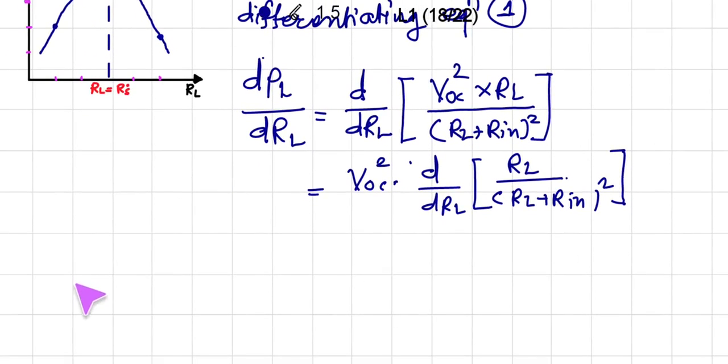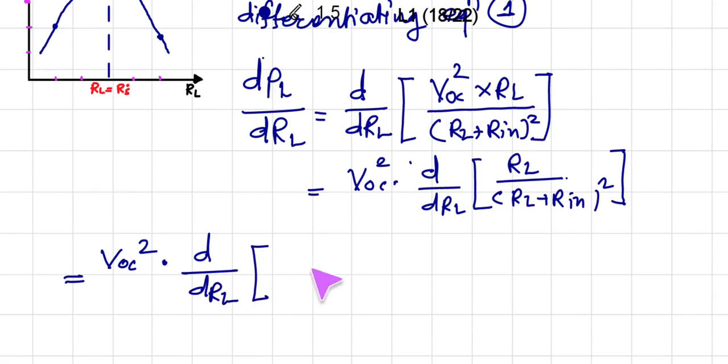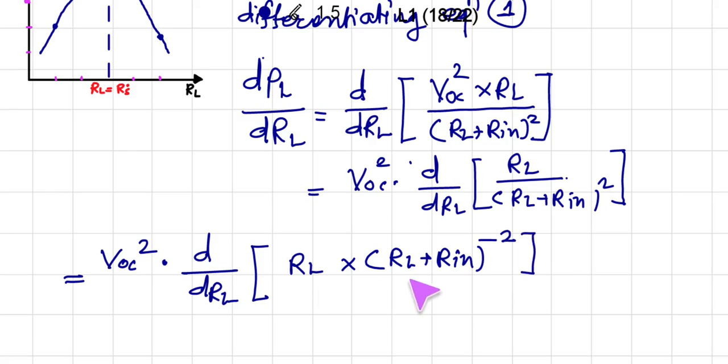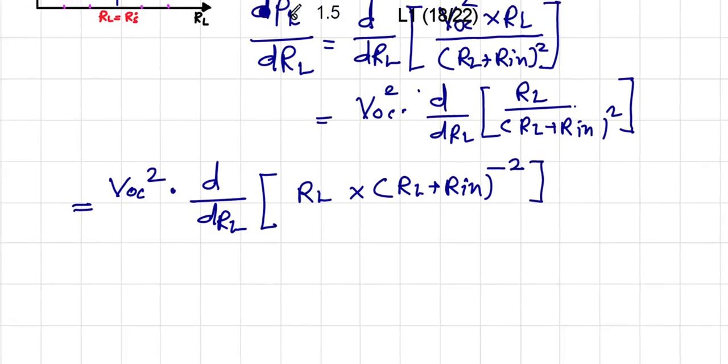This gives us VOC square into RL into (RL plus Rin) raised to minus 2. The term moved to the numerator becomes raised to minus 2, that is (RL plus Rin). So using the formula of derivative of u into v, there are two terms, u and v.